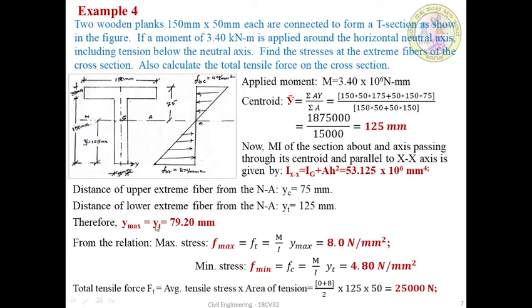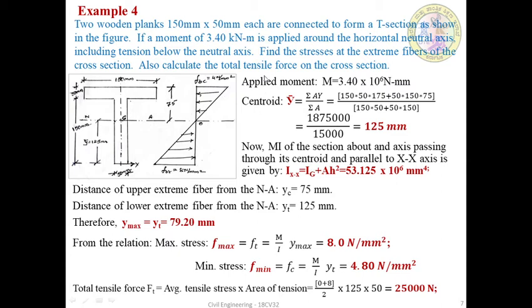Therefore, y maximum is equal to yt is equal to 125. From the relation, the bending stress in the tension zone, fbt, is equal to M by I into y maximum. After substituting the values, we got 8 Newton per millimeter square. Similarly, if you want to find the minimum stress, fbc, the compressive bending stress, M by I into yc, is equal to 4.80 Newton per millimeter square.